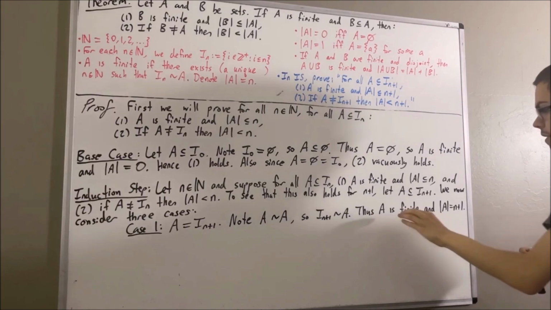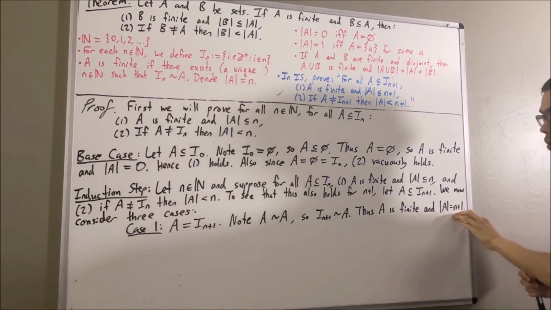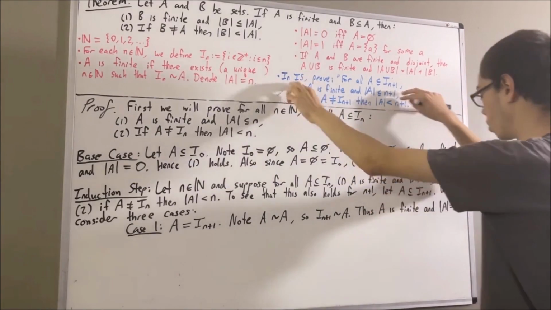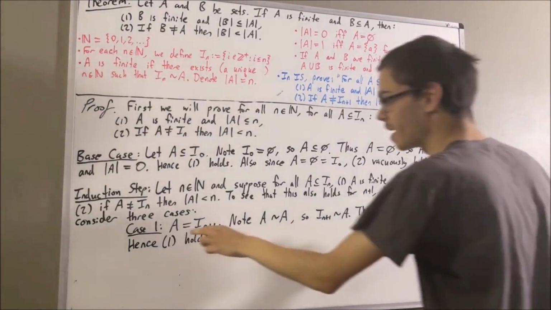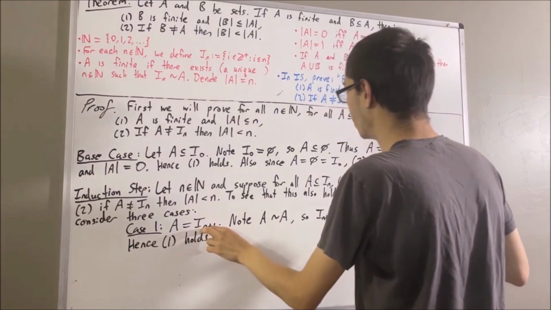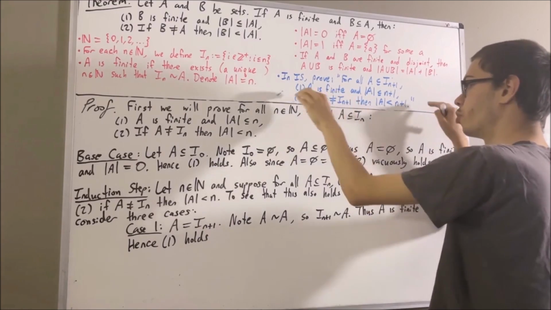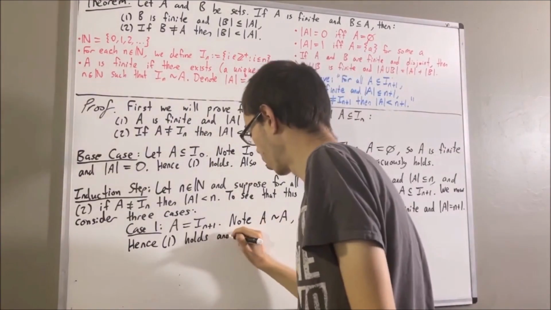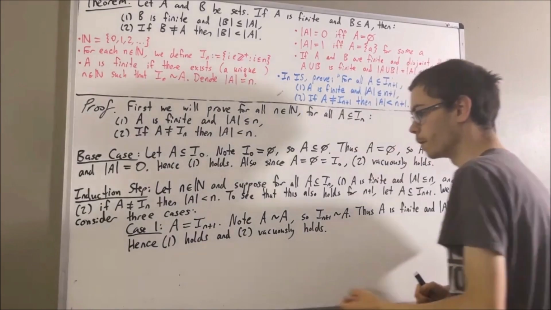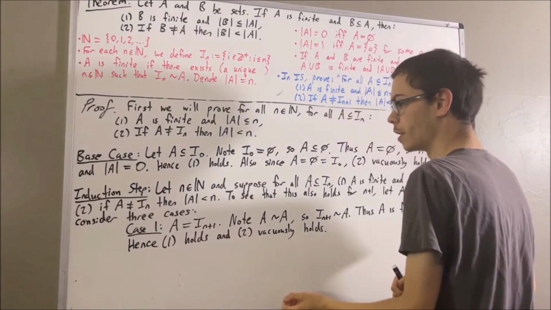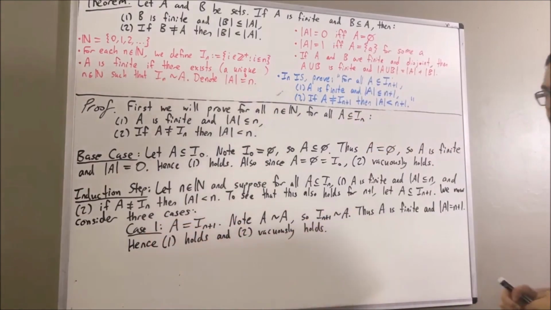So what we see here is that A is finite and the number of elements in A is less than or equal to n plus 1. So 1 holds. And also, since A is equal to I(n+1), we see that the hypothesis of 2 is false. So 2 is vacuously true. So we've proven that 1 and 2 are true in the case where A is equal to I(n+1). So this completes our first case.